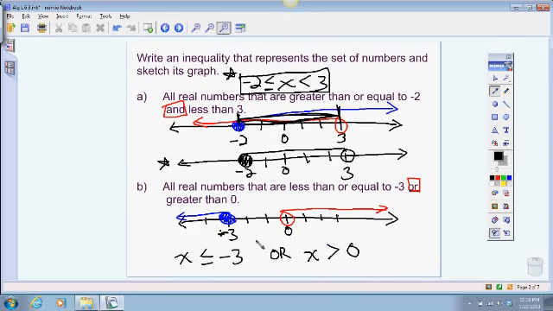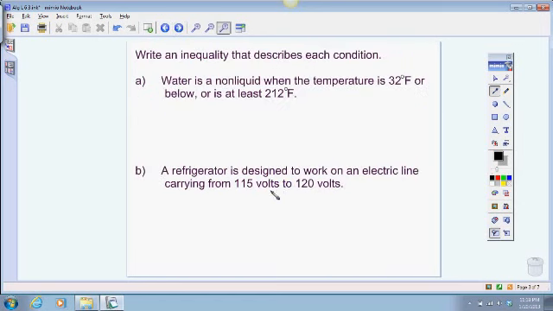We're not going to stick an x in the middle. We're talking about two distinct sets here, and that's why we use the term or. Okay, so again, it might be helpful to sketch a graph if you get confused how to write the inequality. Let's look at these examples. It says write an inequality that describes each condition. It says water is a non-liquid when the temperature is 32 degrees Fahrenheit or below, or at least 212 degrees Fahrenheit.